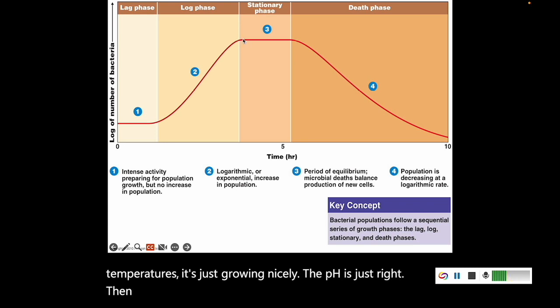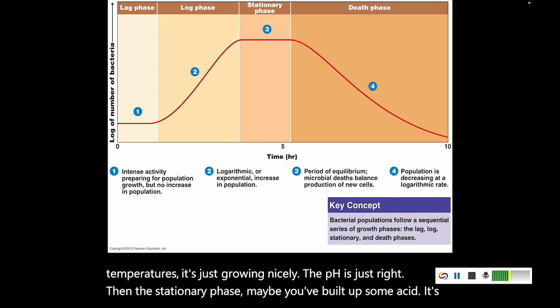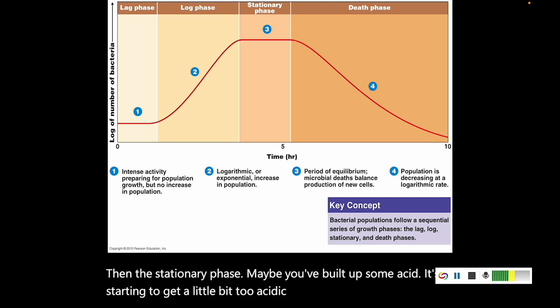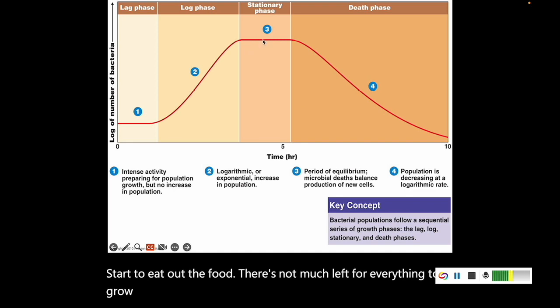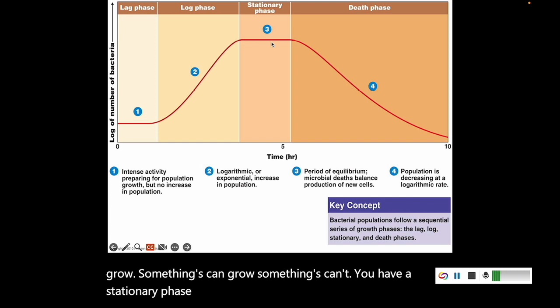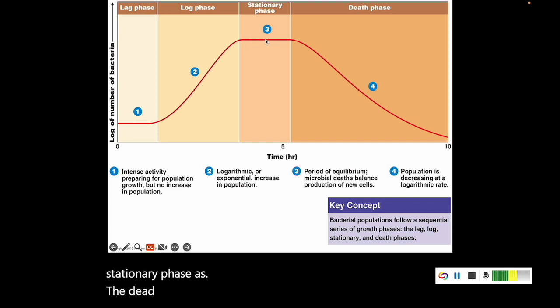Then the stationary phase. Maybe you've built up some acid. It's starting to get a little bit too acidic. You've started to eat out the food. There's not much left for everything to grow. Some things can grow, some things can't. So you have a stationary phase as the death and the production of cells are balancing each other out.